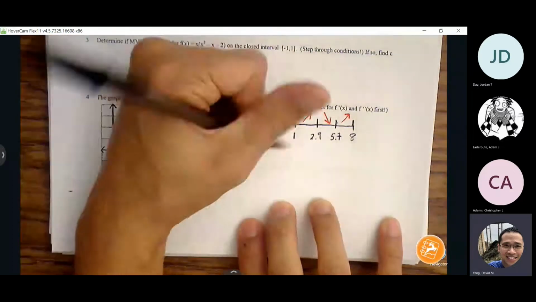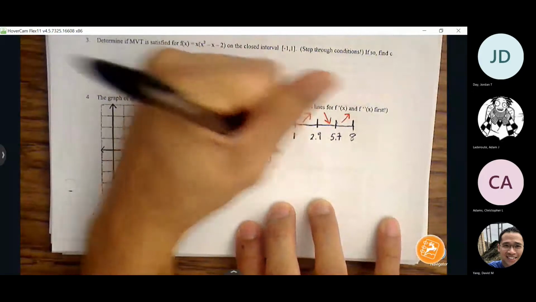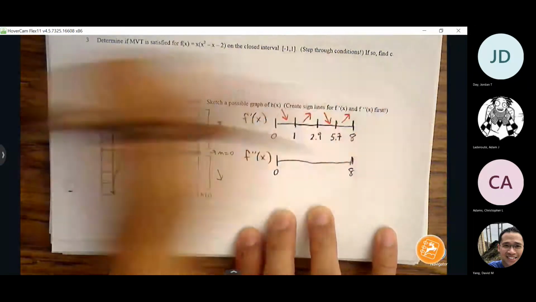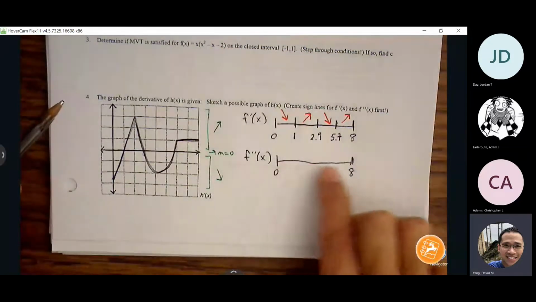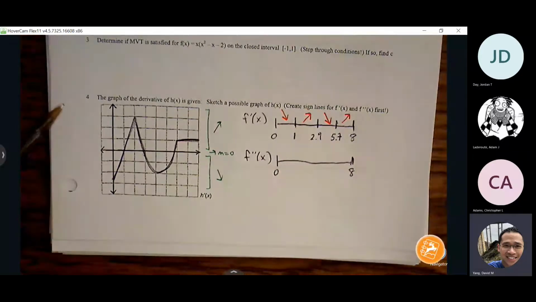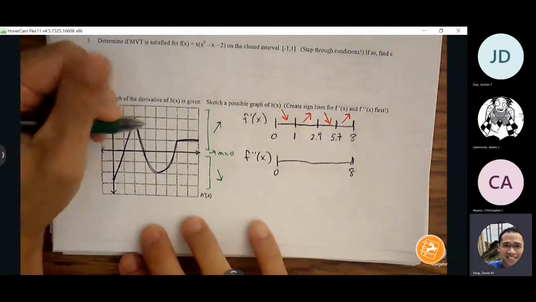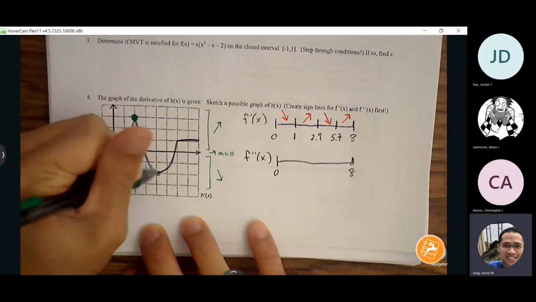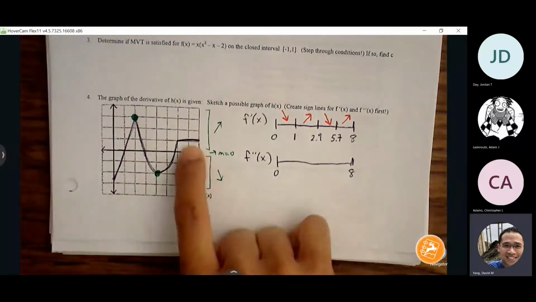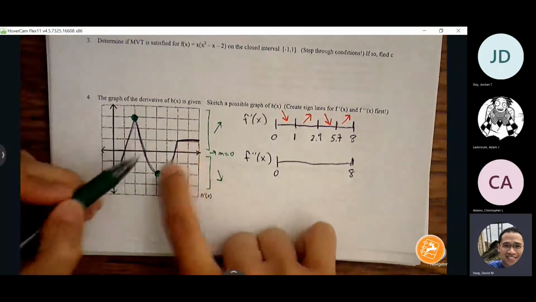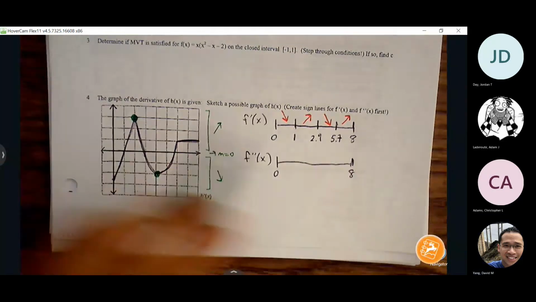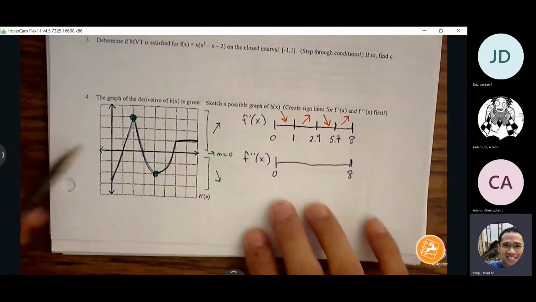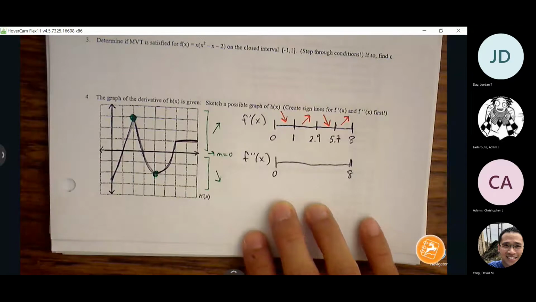If I want to create my second derivative sign line, where do I look? And what do I place onto my sign line, though? Peaks and valleys, right? Max and mins. So there's my POI, there's my POI. Okay, there's nothing here. There's a sharp turn there, but that's not a peak or valley, so we just leave that alone. It's just these two right here. 2 and 4.